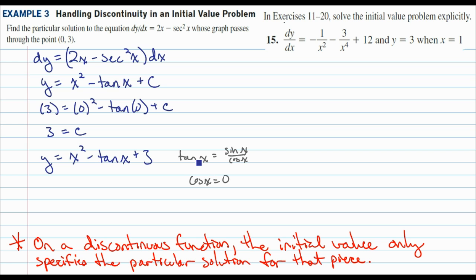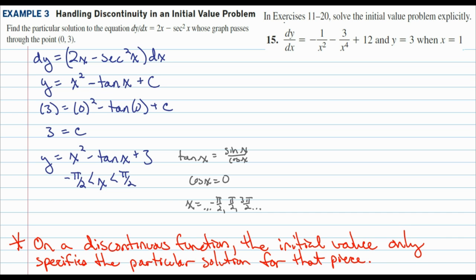So cosine is 0 at negative pi over 2, pi over 2, 3 pi over 2, and that pattern continues infinitely in both directions. I want this specific piece where the point (0, 3) would be. So the x value 0 would lie in between negative pi over 2 and pi over 2. So that means that this solution is only good for the domain negative pi over 2 to pi over 2.